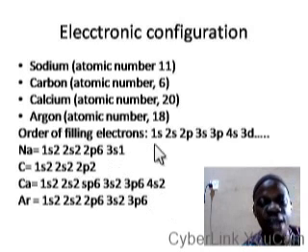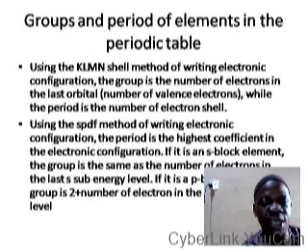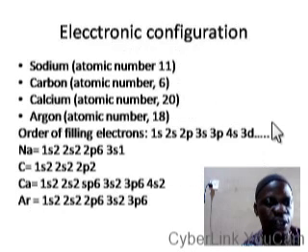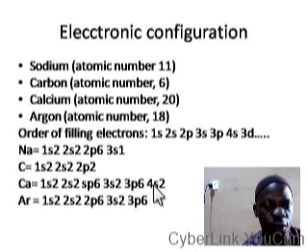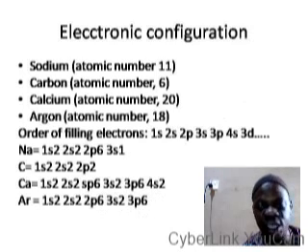Now, as for their period, the period of an element, when the electronic configuration is written using the SPDF method, can be determined by the highest coefficient in the electronic configuration. So sodium, according to that rule, belongs to period 3. Carbon belongs to period 2. Calcium belongs to period 4. And argon belongs to period 3. These are things you already know.